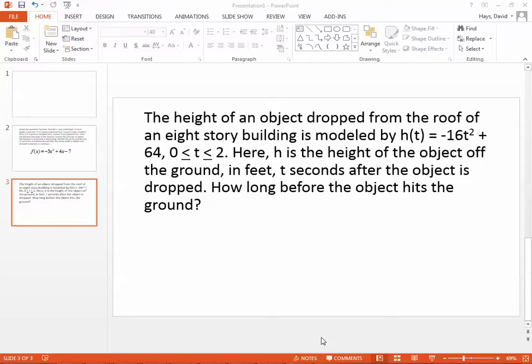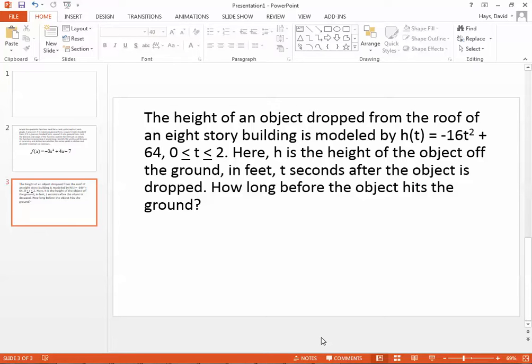Take a look at this problem. Height of an object dropped from the roof of an 8-story building is modeled by h of t is equal to negative 16t squared plus 64. T is between 0 and 2. Here h is the height of the object to the ground in feet, t seconds after the object is dropped. How long before the object hits the ground?